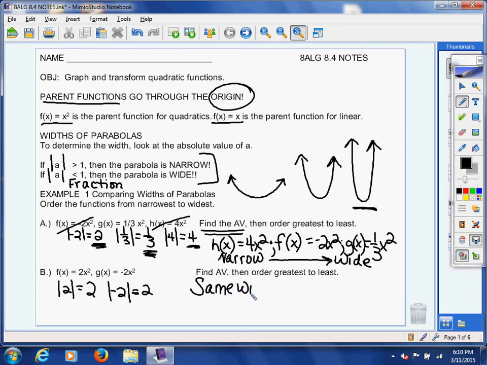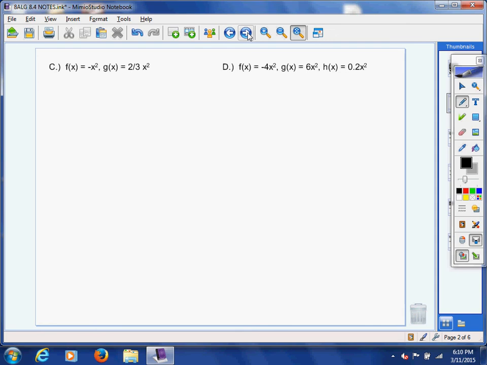One's not more narrow than the other. They have the same exact width. They just open up different directions, but that doesn't mean their widths are different. So when they both have the same absolute value, they are equally wide, okay? Little trickery there. I'm going to leave C and D for you to try.